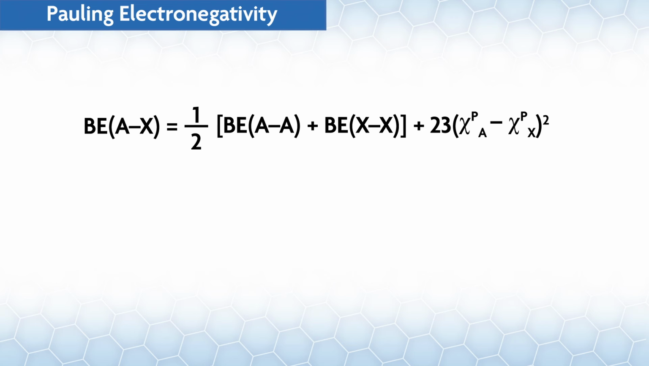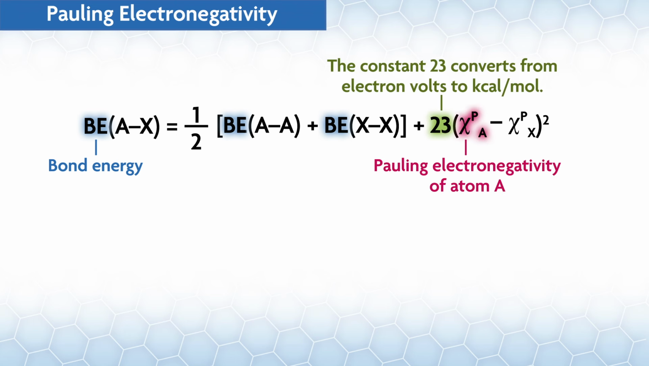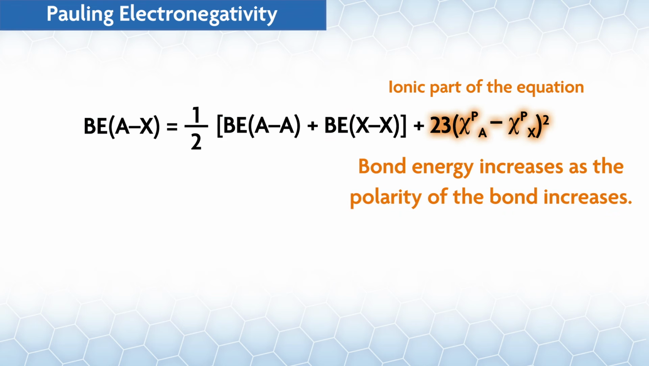His equation from his famous book, The Nature of the Chemical Bond, looks like this, where Be is the bond energy and Chi-Ap is the Pauling electronegativity of atom A. The constant 23 converts from electron volts to kcals per mole. The second ionic part of the equation increases as the difference in electronegativity increases. In other words, the bond energy increases as the polarity of the bond increases.